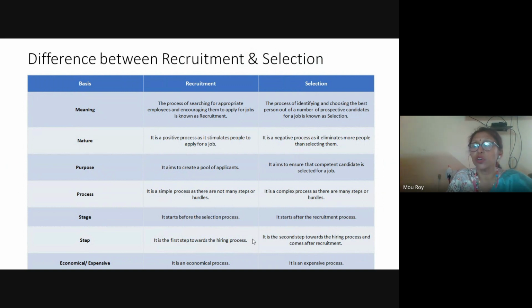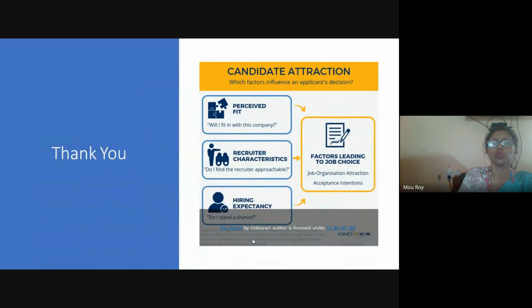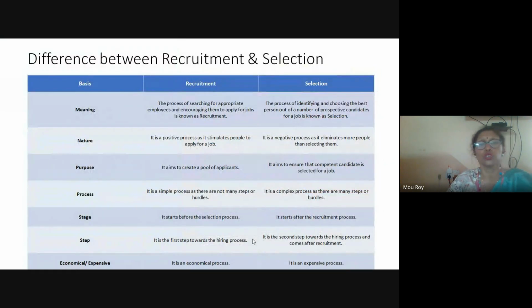You know why? Because you have to call the candidates. In some organizations, they also give you to and fro fare. Obviously those are blue chip companies, and of course some government organizations also provide it. So these are the factors which influence an applicant's decision. And as I've also told you, what the characteristics of a recruiter are and what you need to do. So this was the last slide of the recruitment and selection process.